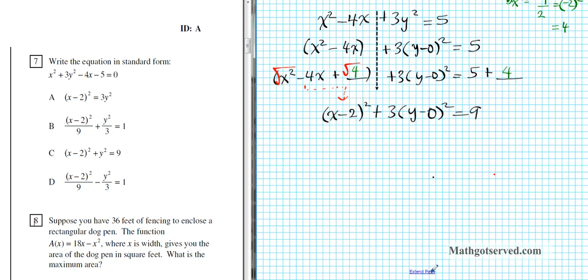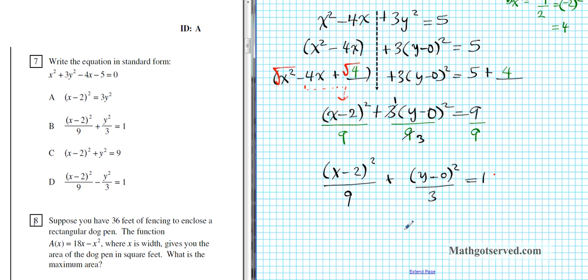Okay? We know the standard form of the equation of an ellipse is always equal to 1. So to accomplish that, we have to divide every single term by the constant on the right if it's not 1. It's not 1, so it's 9. So we have to divide everything by 9. Okay? So that yields x minus 2 squared over 9 plus 3 goes here 1, 3 goes here 3 times. So plus y minus 0 squared over 3 equals 1.